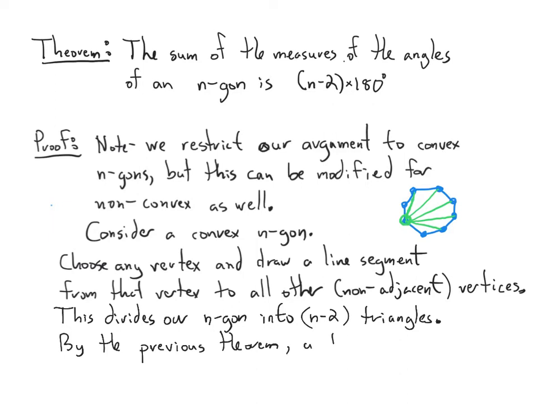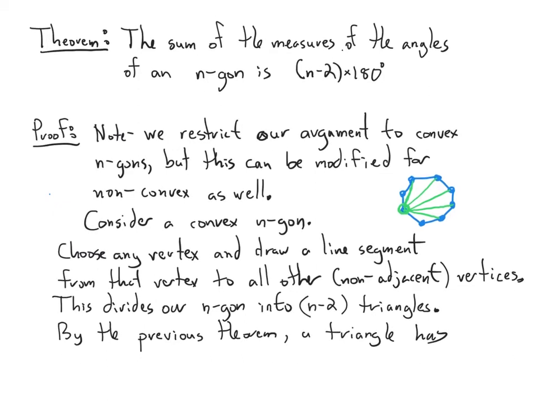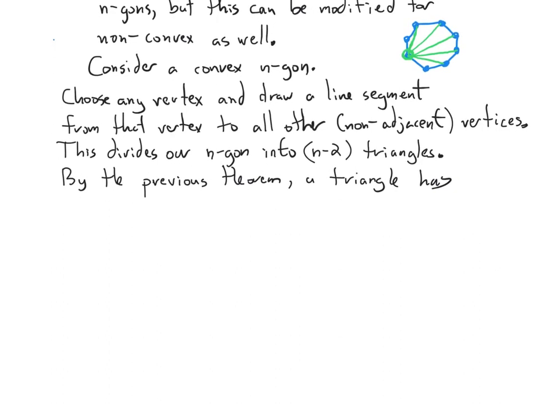A triangle, I'll just scroll down here a little bit, has an angle sum of 180 degrees. So by postulate 6, which says, well, the measure of, say, this angle here is going to be the sum of those guys.